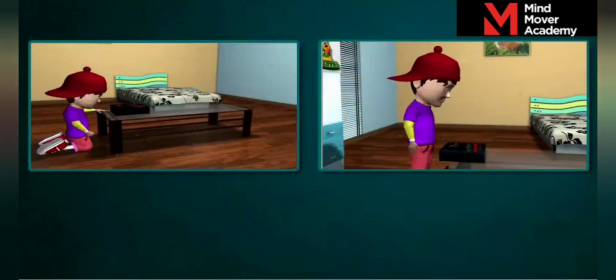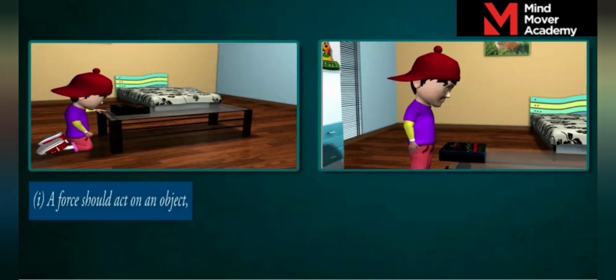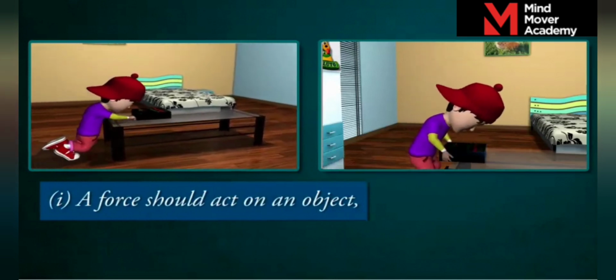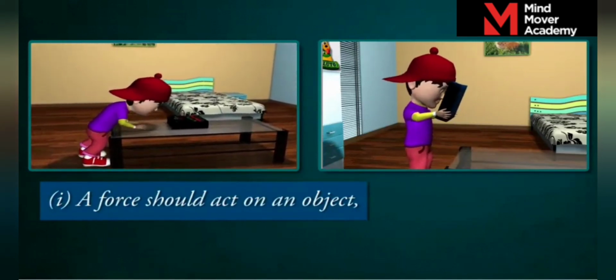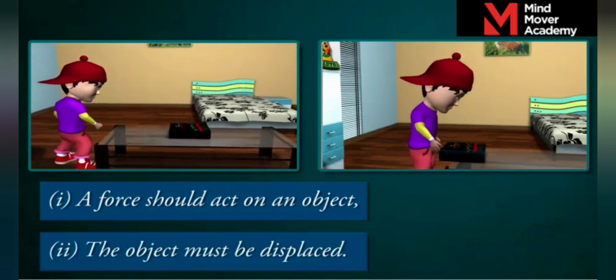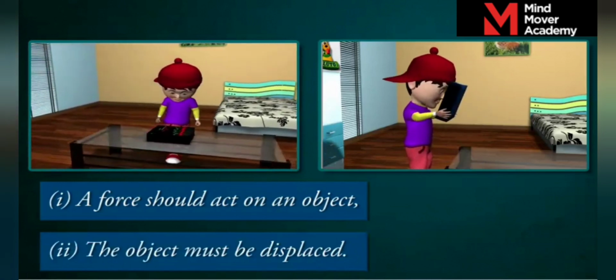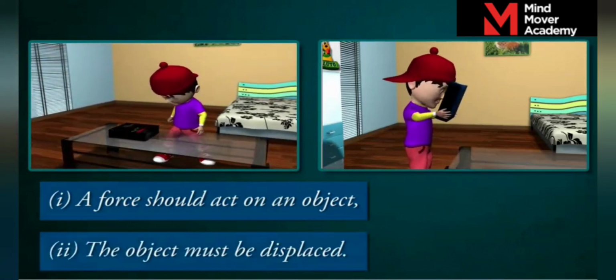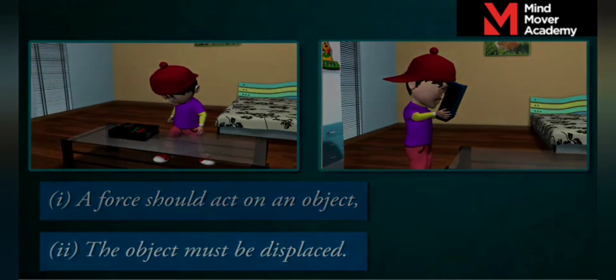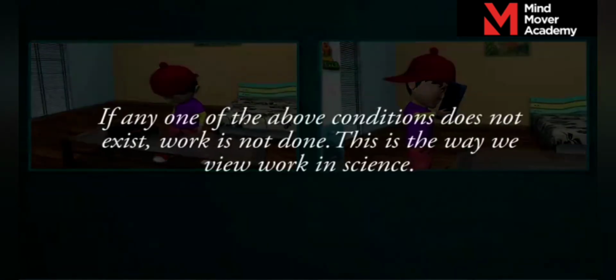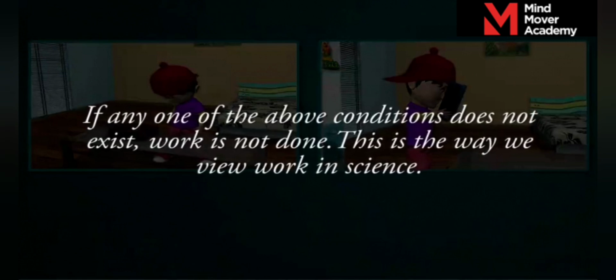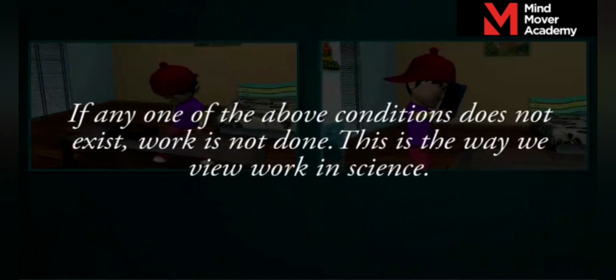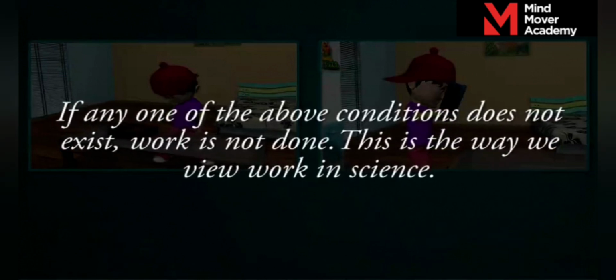A closer look at the above situations reveals that two conditions need to be satisfied for work to be done. 1. A force should act on an object. And 2. The object must be displaced. If any one of the above conditions does not exist, work is not done. This is the way we view work in science.